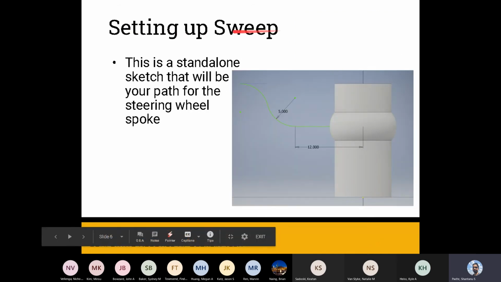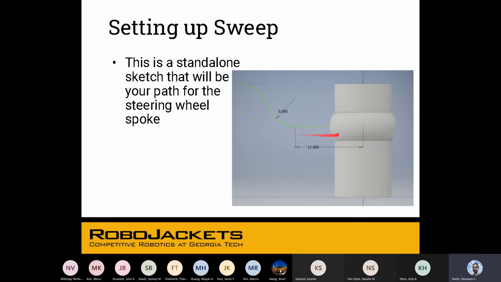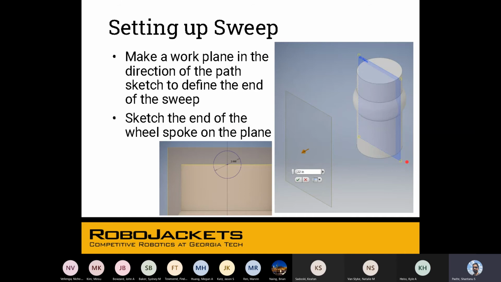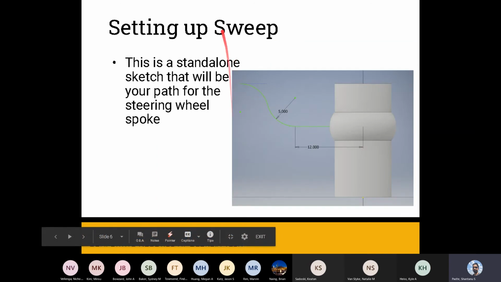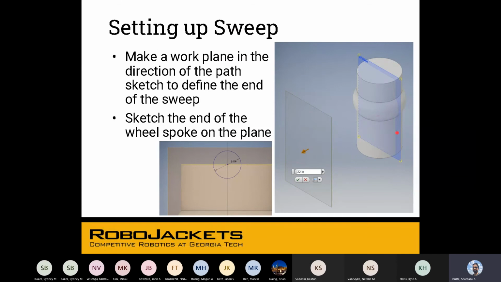So now, to set up your sweep, you will just create this sketch over here. It's just a standalone sketch. That's the first part of your sweep. And then you want to create 2 planes that are perpendicular to this sweep. So there will be one plane over here and one plane over here. These are those 2 planes.